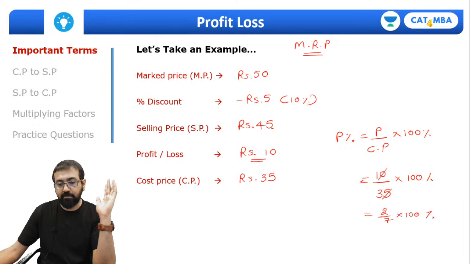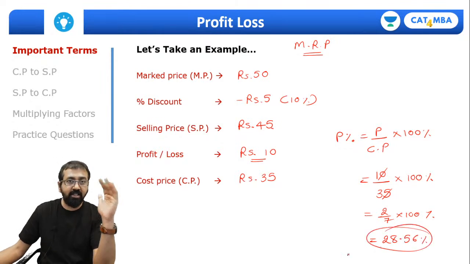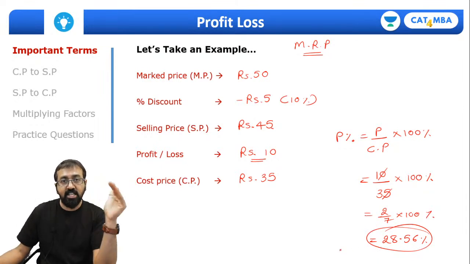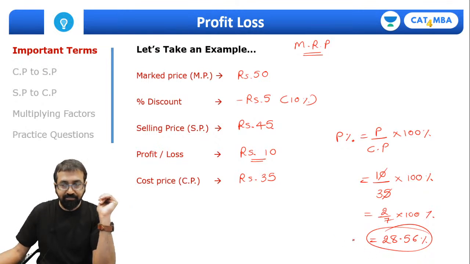So this is the profit percentage, and this will come out to be 28.56%. I'm sure you all are very clear, because in the previous session I had given you those fractions and equivalent percentages, right? So you must remember that 1 by 7 is equivalent to 14.28%. So 2 by 7 is double of that, that is 28.56%, right?